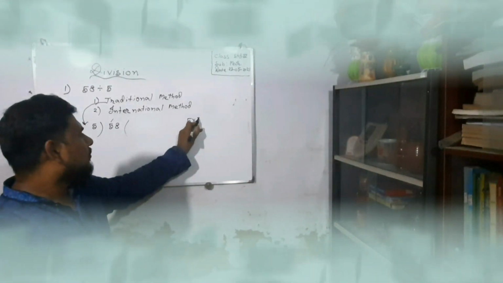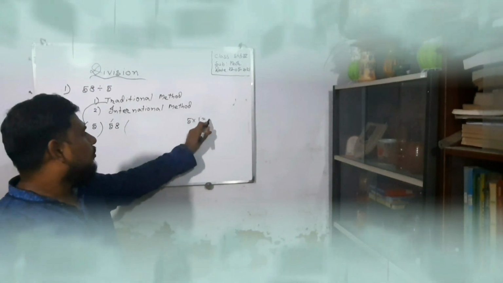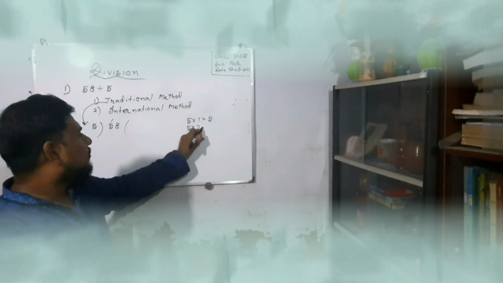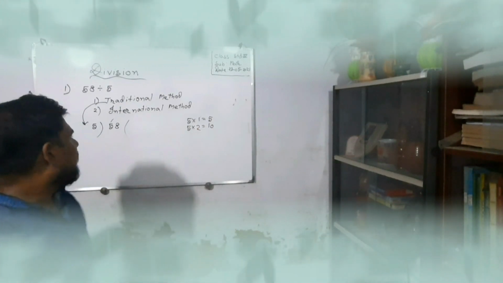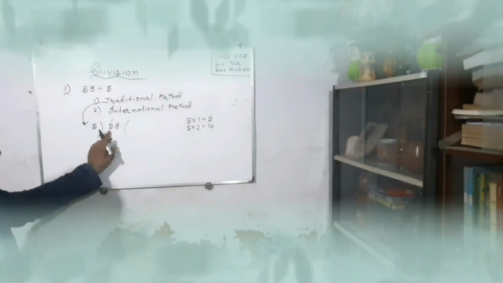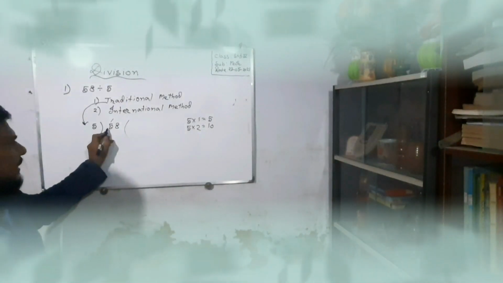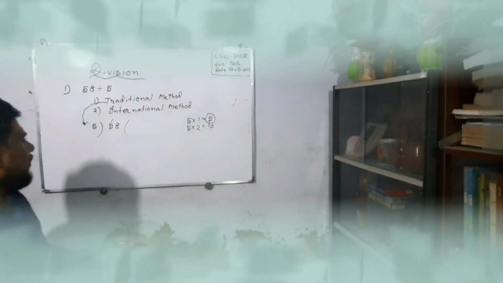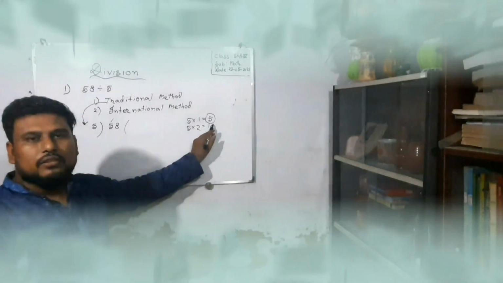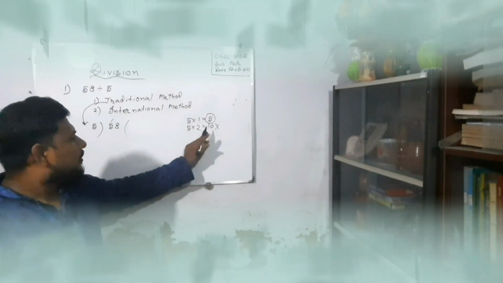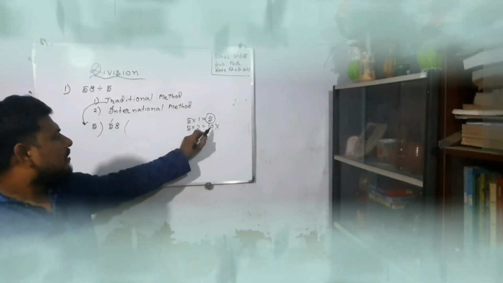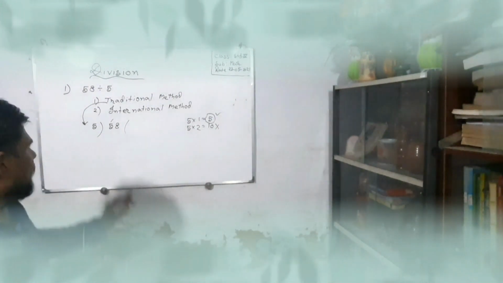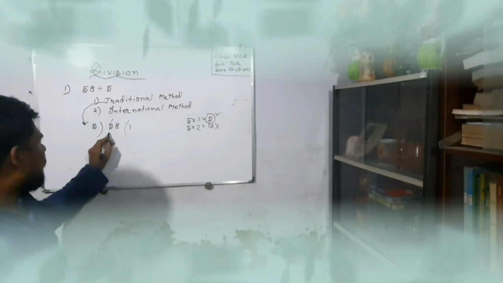5 into 1 equals 5. 5 into 2 equals 10. This is the tens column. The tens column should not exceed 5. So we can't allow this number. We also allow 5. So 5 into 1 equals 5.